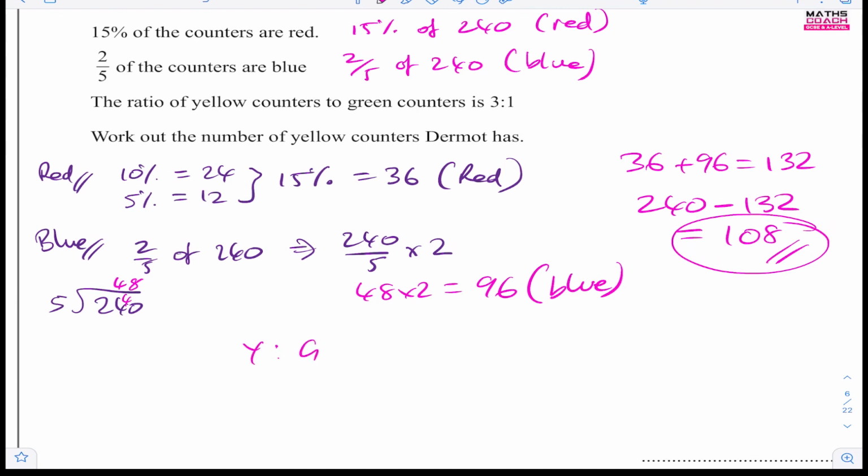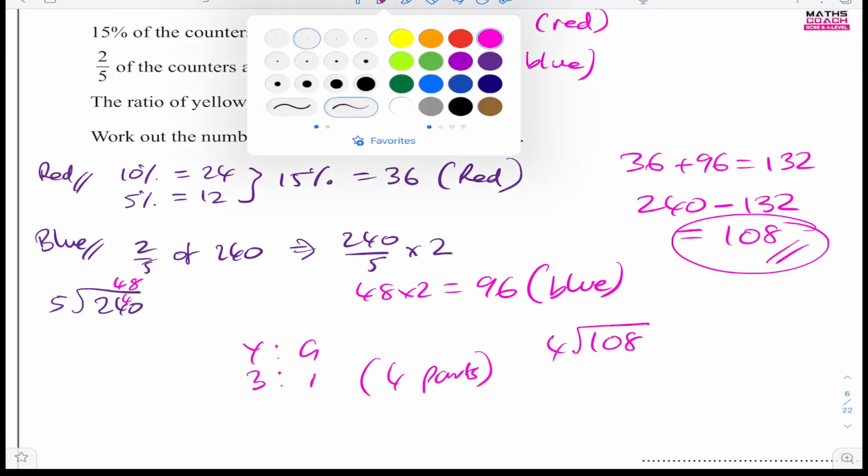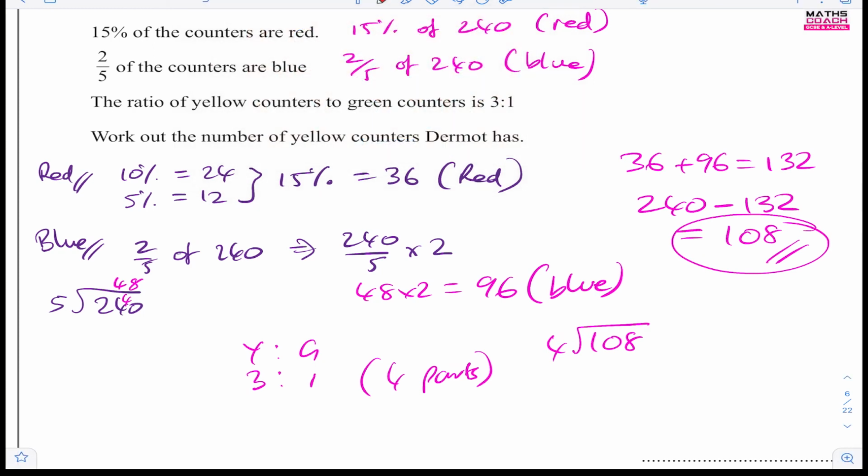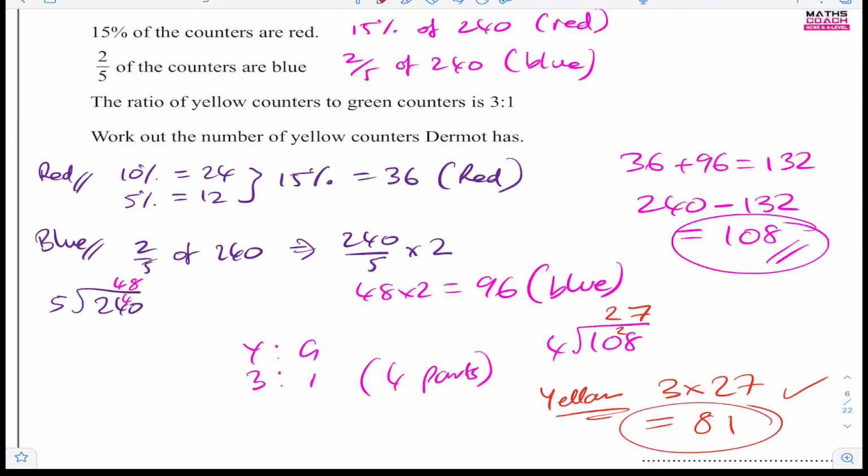Now yellow and green is in the ratio 3:1, so that is 4 parts. So we're going to break up 108 into 4 parts. So 108 divided by 4. So 4, how many times does it go into 1? It doesn't. 4 into 10 is twice. Leftover of 2. 4 into 28 is 7. So 1 part is equal to 27. We are just interested in our yellow, which is equal to 3 parts. So therefore yellow is going to be 3 times 27, and 3 times 27 is 81. So we have 81 yellow counters.